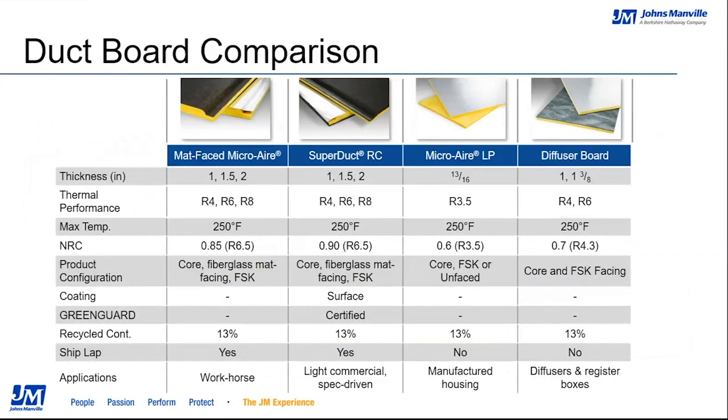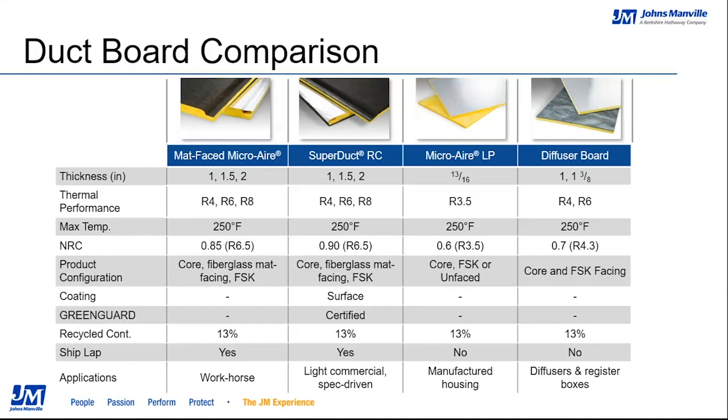All of Johns Manville's ductboards are composed of strong glass fibers bonded with a thermosetting resin. That's how they're manufactured. As Brennan indicated before, Johns Manville is vertically integrated as we manufacture our own FSK and glass mat facings, which are key components and features of our ductboard products here at Johns Manville.